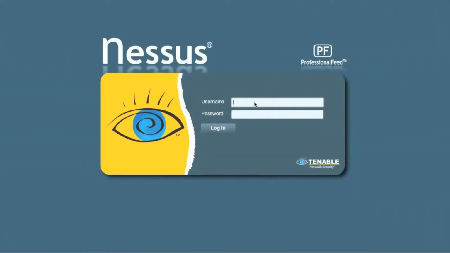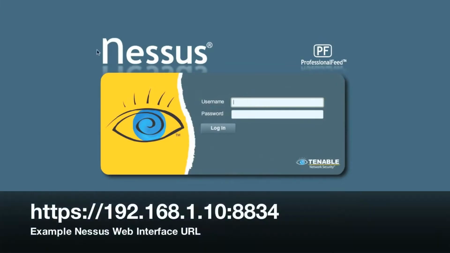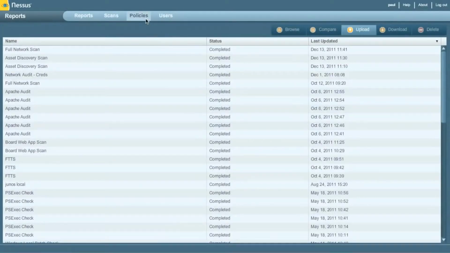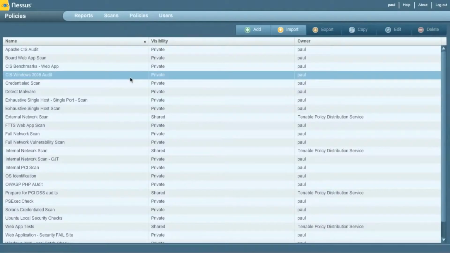So the first thing you need to do is browse over to your Nessus server. You can see I've got mine up here using SSL on port 8834. I log in with my credentials that were created for me, or that I created when I went through the installation process. And I jump on over to policies as my first thing.